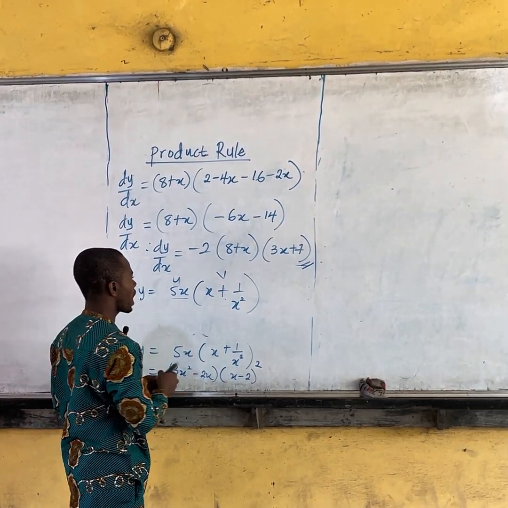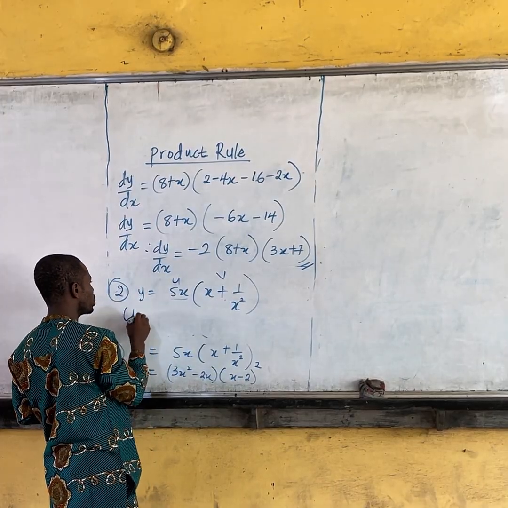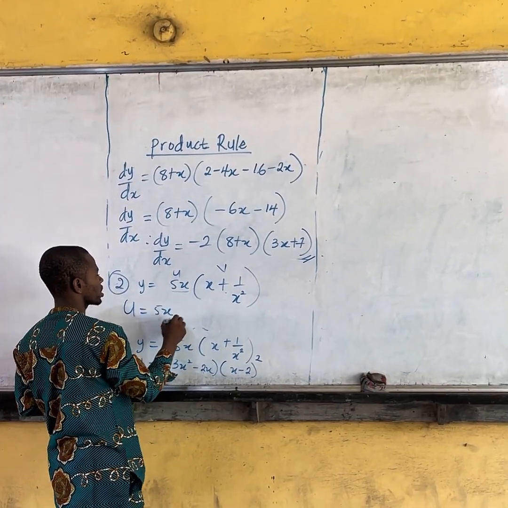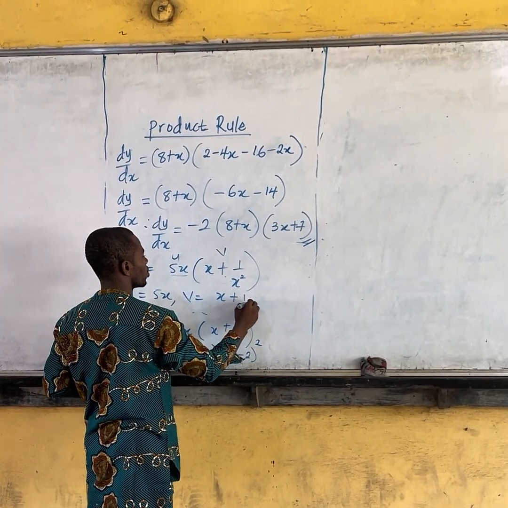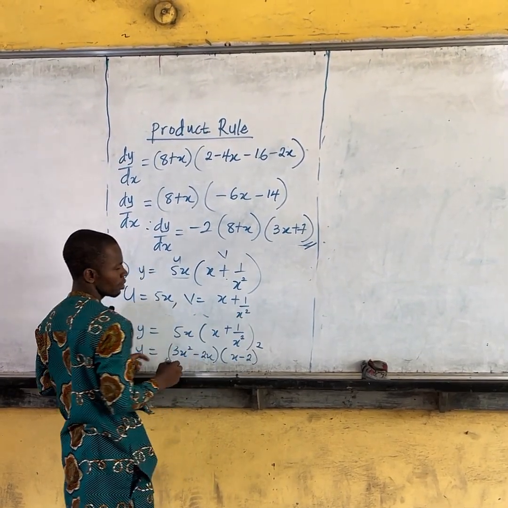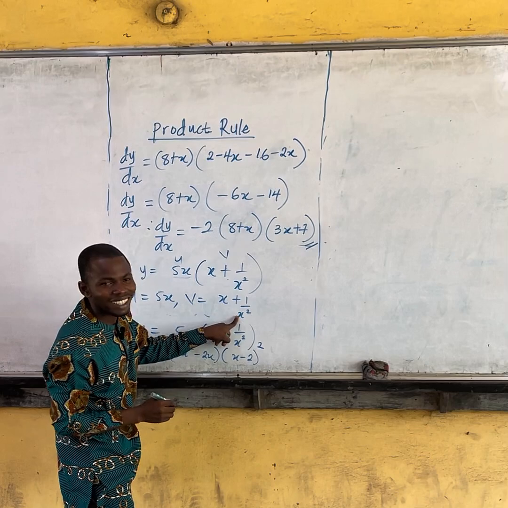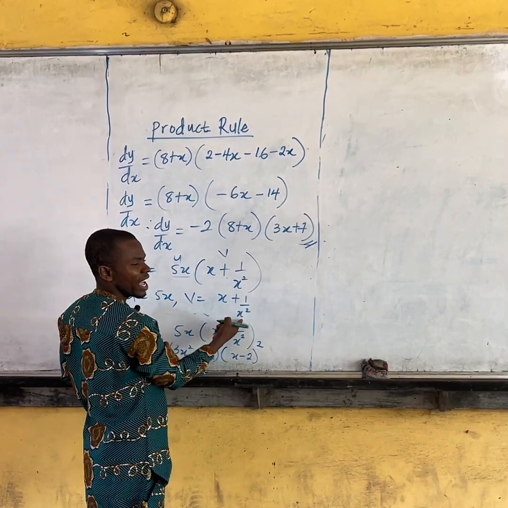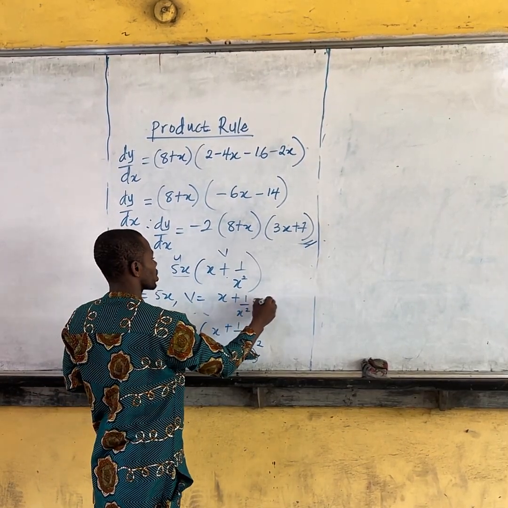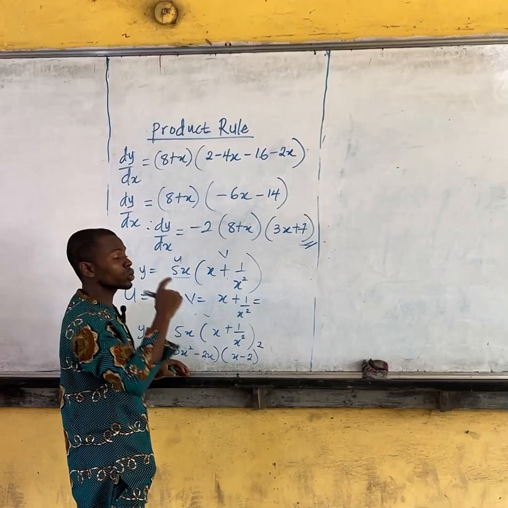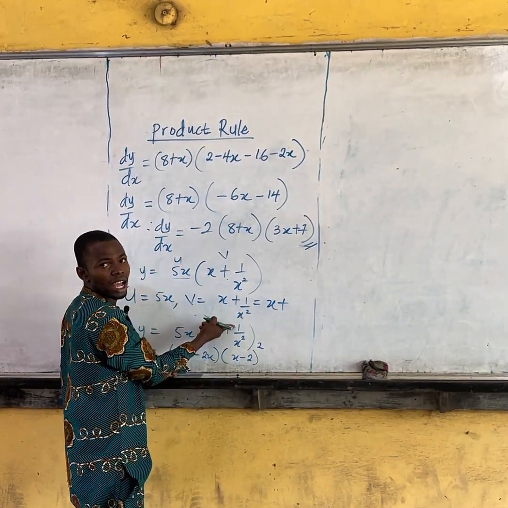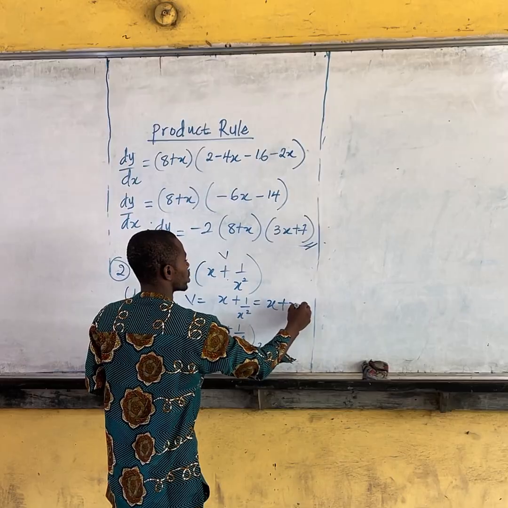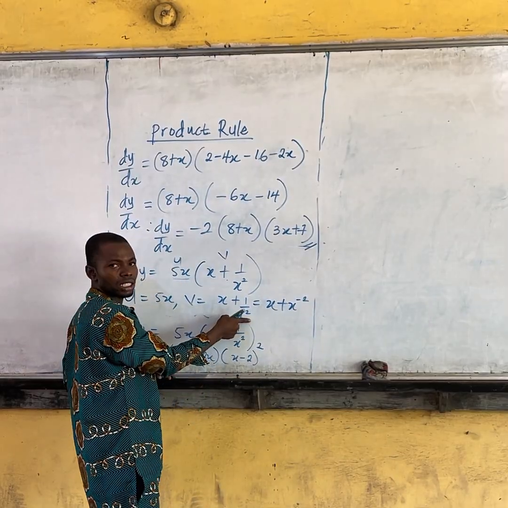So from here now, I will say my u is 5x. My v is x plus 1 over x squared. But you cannot differentiate in this form. 1 over x squared means x raised to the power of minus 2. It will now be x plus, instead of writing 1 over x squared, x raised to the power of minus 2. I'm still writing this.